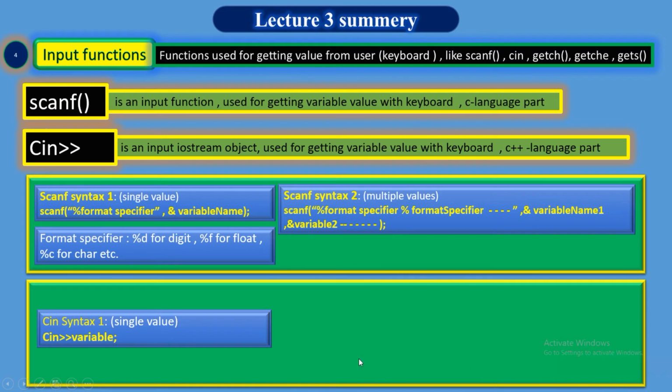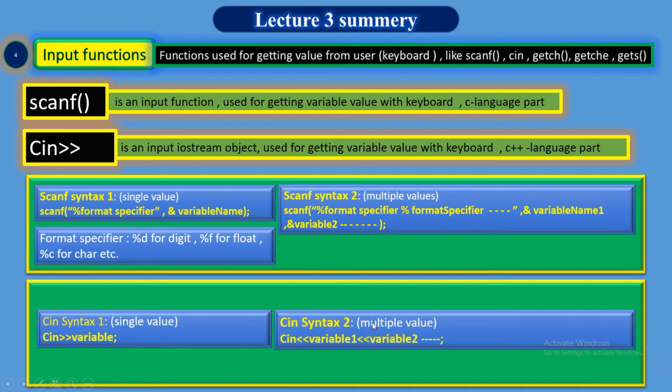Next we have cin. For a single value, simply write the cin keyword, angle brackets, and variable, terminator. For getting multiple values, write cin, angle brackets, first variable, angle brackets, second variable, and so on.